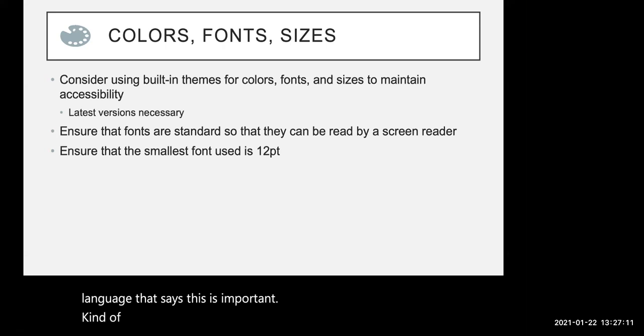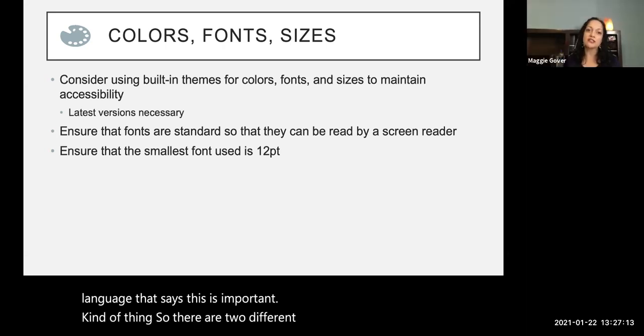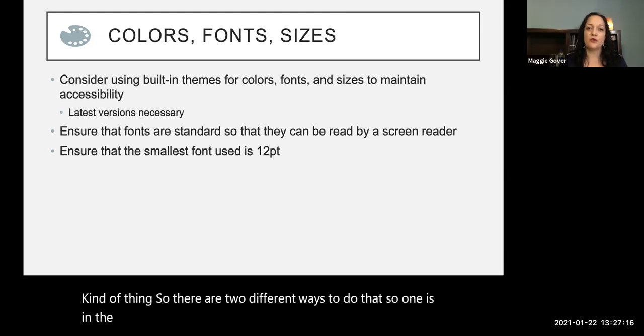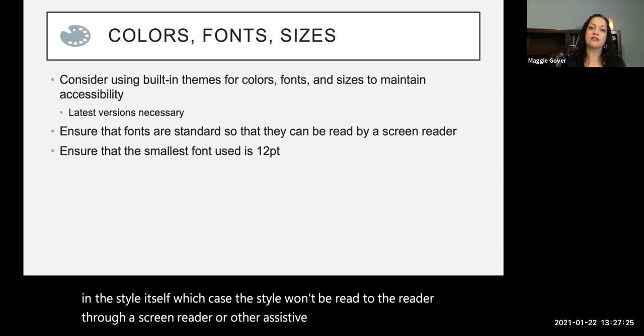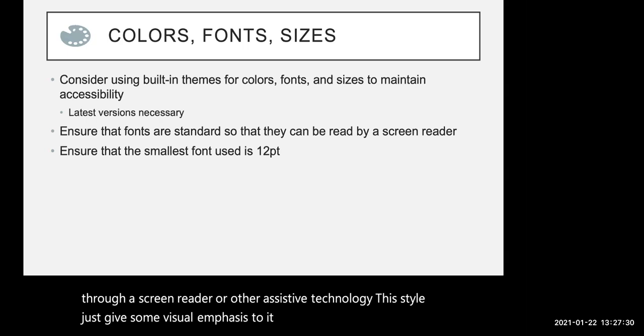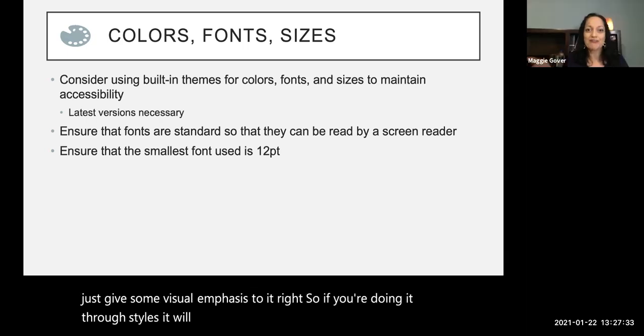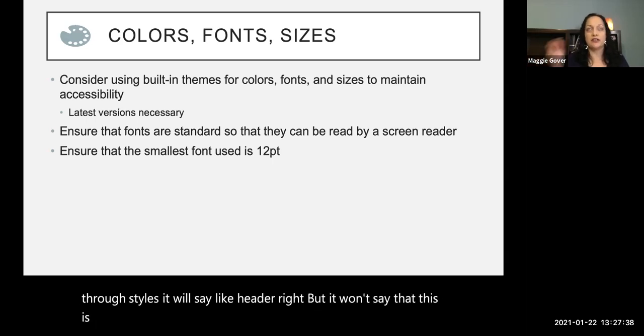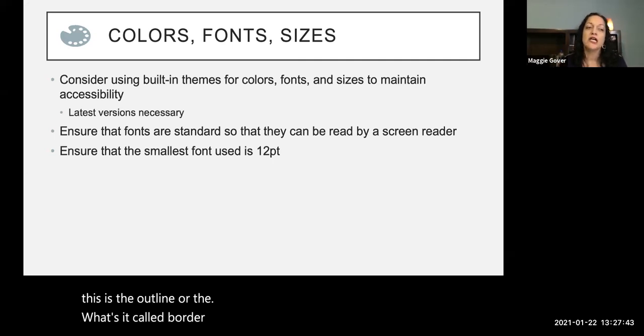Okay. So there are two different ways to do that. So one is in the style itself, in which case the style won't be read to the reader through a screen reader or other assistive technology. The style just gives some visual emphasis to it, right? So if you're doing it through styles, it will say like header, right? But it won't say that this is the outline or the what's it called? Border, border style. The student can access that.